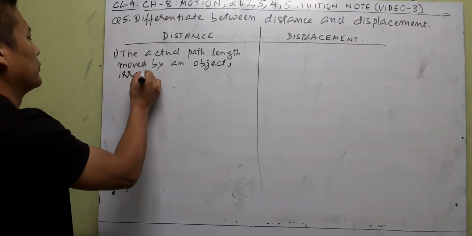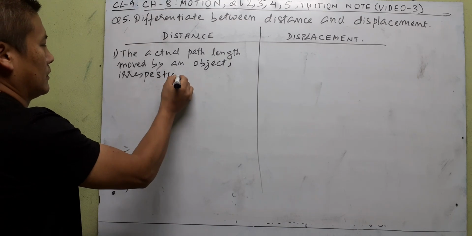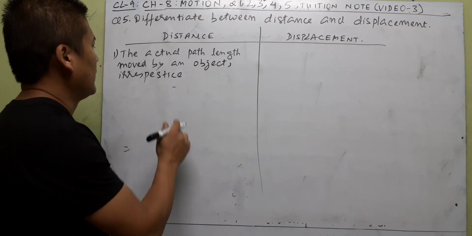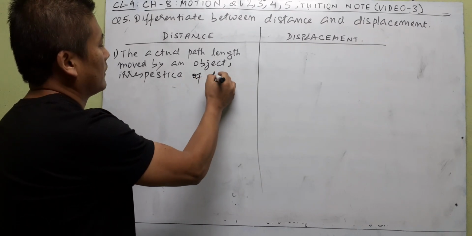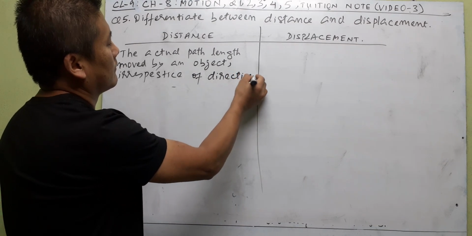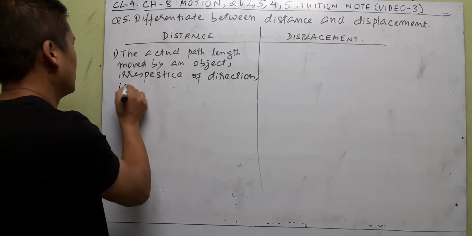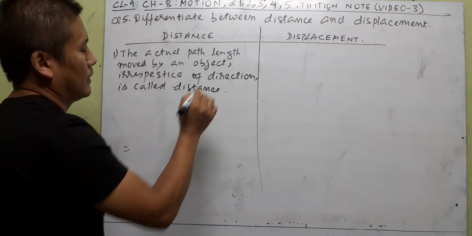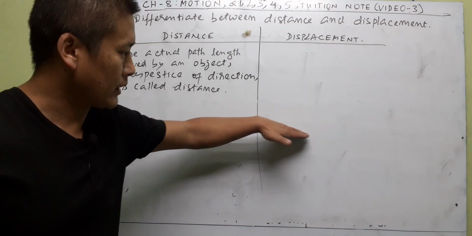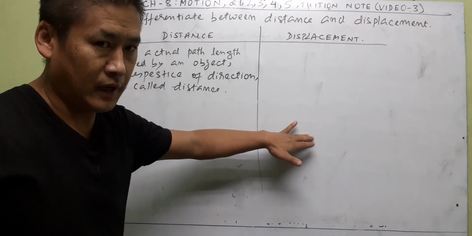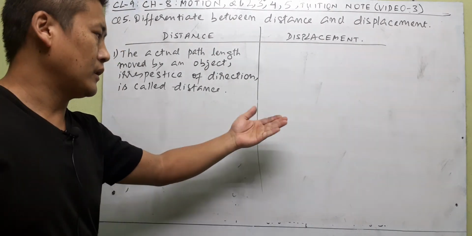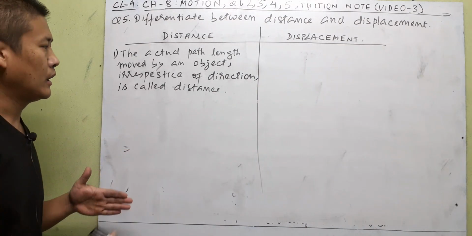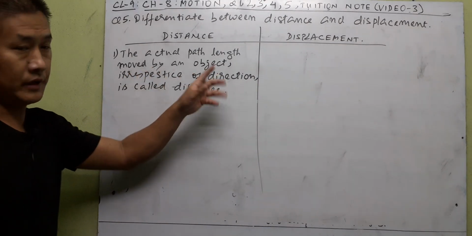irrespective of direction. So we do not take direction into consideration because this is a scalar quantity, okay? Distance we know is a scalar quantity. Irrespective of direction is called distance, okay? Like in the case of Rocco swimming, he went to the end of the pool but came back 2 meters, so 5 meter length of the pool plus 2 meter. And we didn't consider him moving back as plus minus. No, it's the actual distance covered. That's why it is not dependent on direction, right?